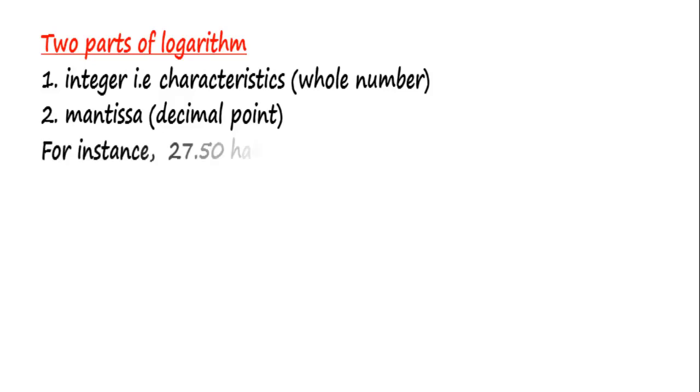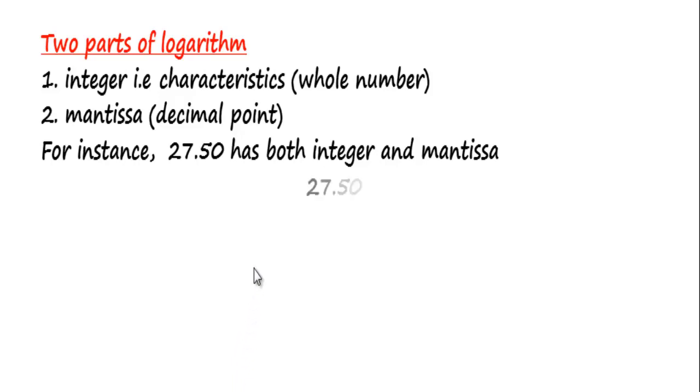Which you are going to see in a moment. For instance, if you have 27.50, you can see that it has both integer and mantissa. You are going to get it now. When you have 27.50, the first number before the decimal is called characteristic or integer or whole number, while any other numbers after the decimal point are mantissa.